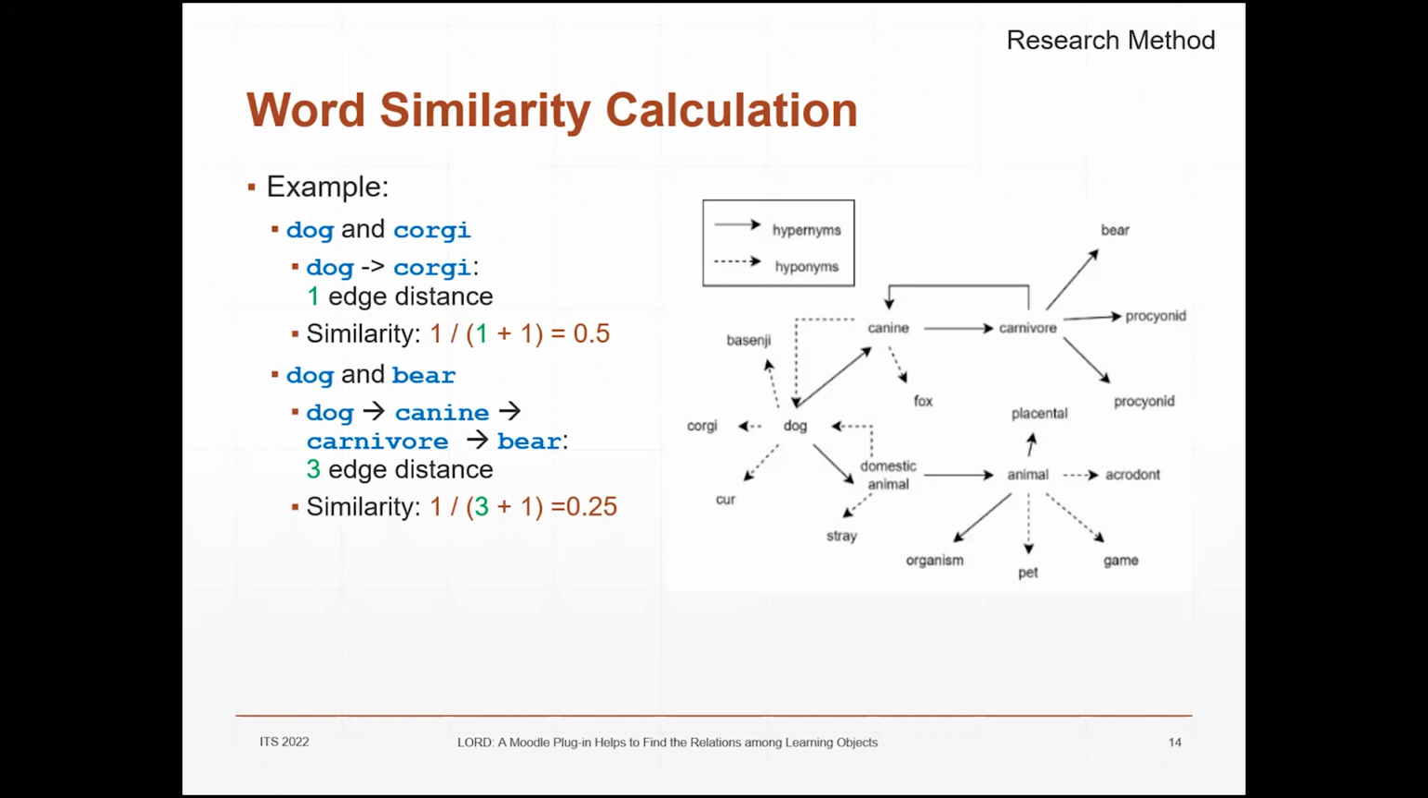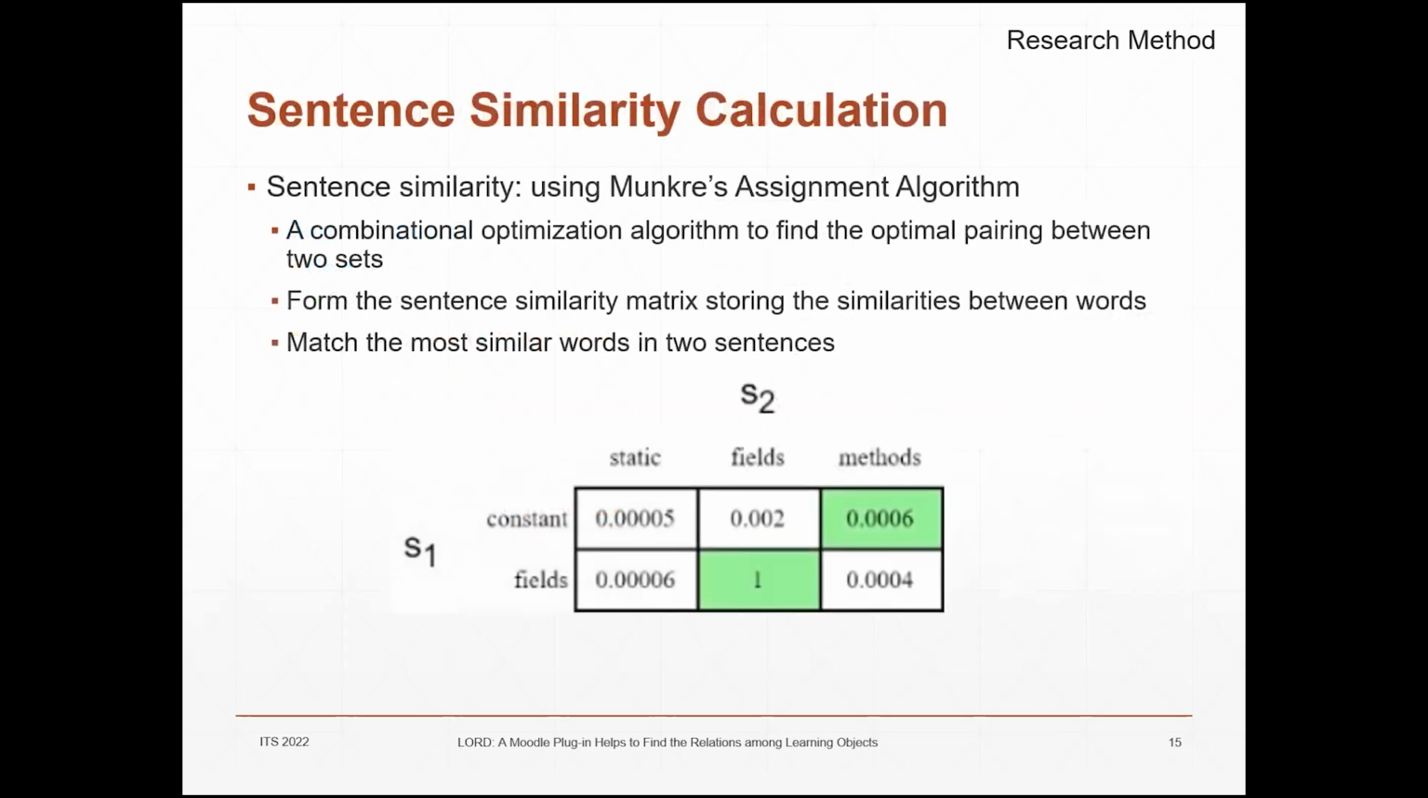And for dog and bear, you need to cross 3 edges to reach each other. So in this case, they have less similarity. The similarity based on the calculation is 0.25. So we use this method to find the word similarity. But usually in the teaching materials or learning activities, we have sentences or paragraphs. So what we did is we find the word similarity first, and then we use the Munkres assignment algorithm to find the pairing of the word similarities. And then we try to find the maximum similarity of these two sentences.